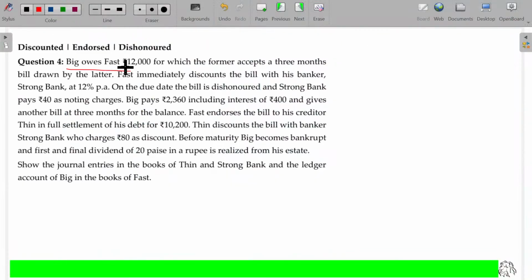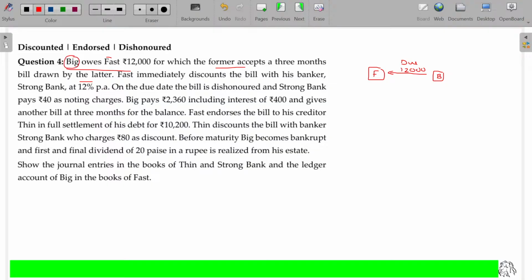B owes A 12,000. B has to make a payment of rupees 12,000. Okay, due. B owes A rupees 12,000, for which the drawee accepts a 3-month bill drawn by the drawer.